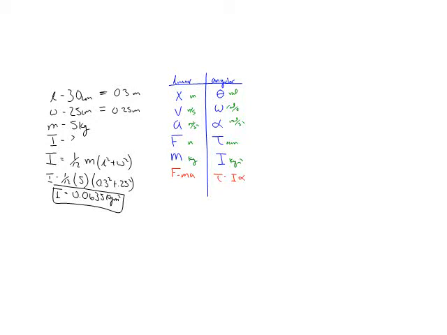How do you pronounce this? Tau. This is theta, theta. Omega, omega. Alpha, alpha. Tau, tau. And then that's just I. Omega, alpha, omega.